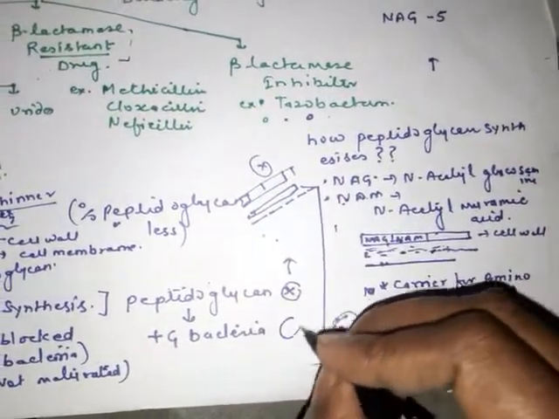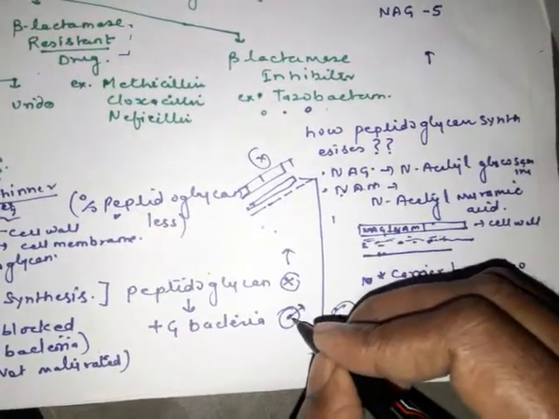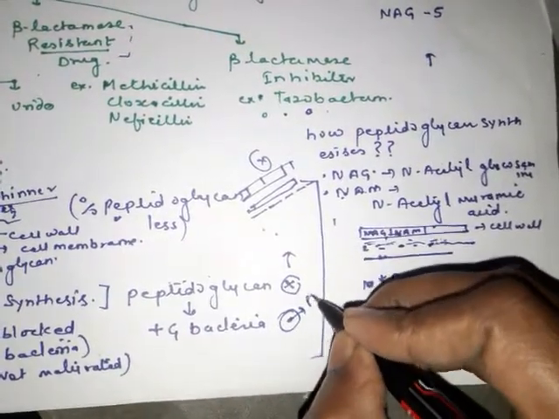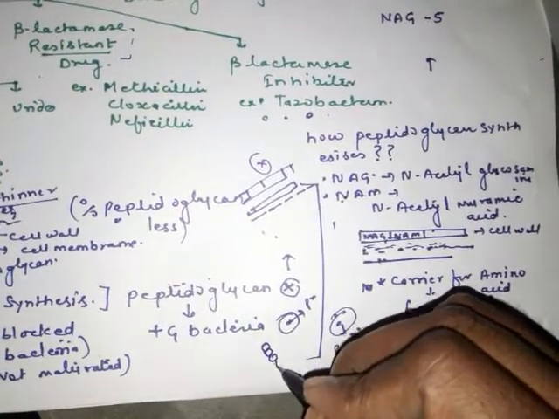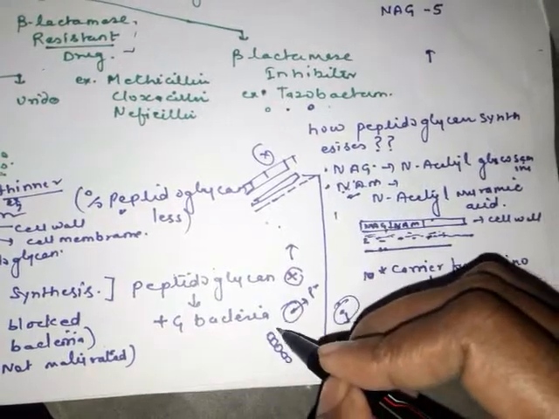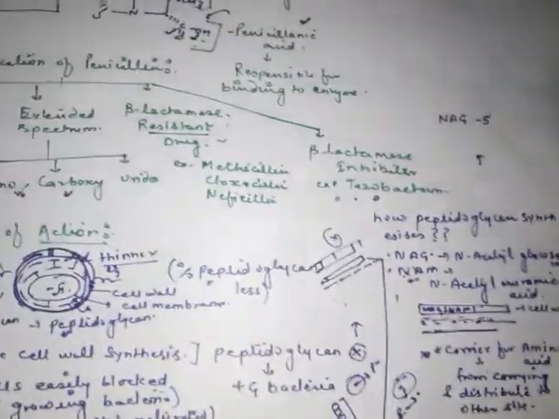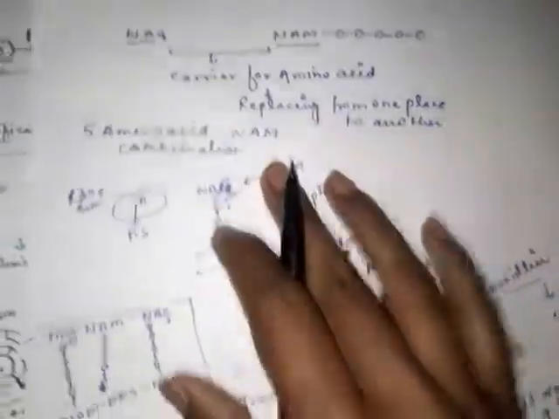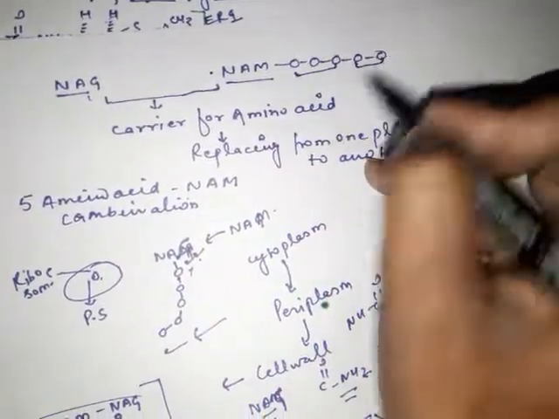In the cytoplasm, what happens here is that ribosome is present. In this, amino acids synthesize the protein. Actually there are 5 amino acids. NAM has a tendency to attach to the 5 amino acids. So if you see here, these are NAG and NAM. NAM is always attached to 5 amino acids.